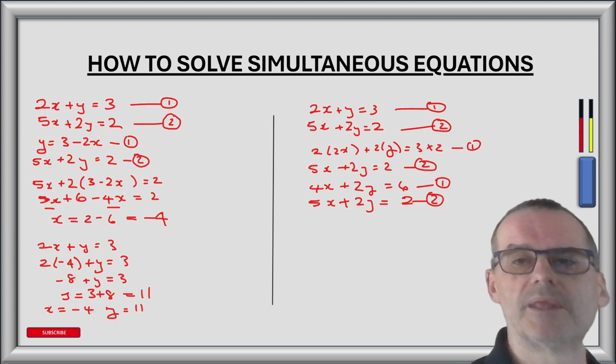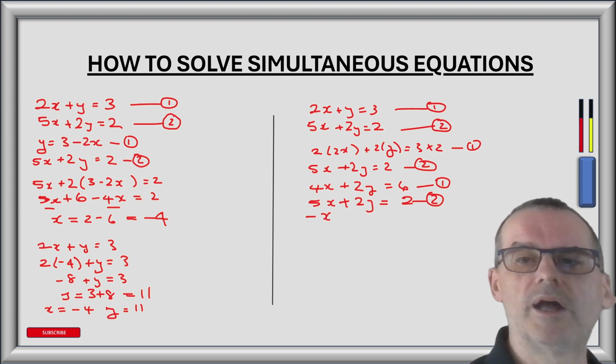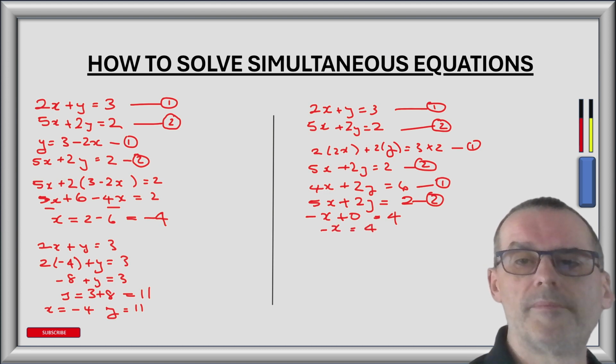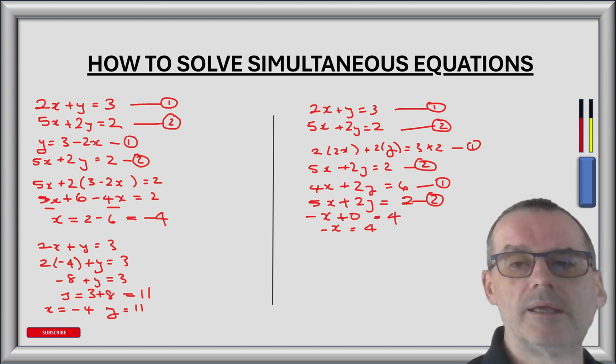So let's do that. 4x minus 5x is minus x. 2y minus 2y is 0. And 6 minus 2 is equal to 4. That leaves minus x is equal to 4. Now if we multiply both sides by minus 1, we get x is equal to minus 4.